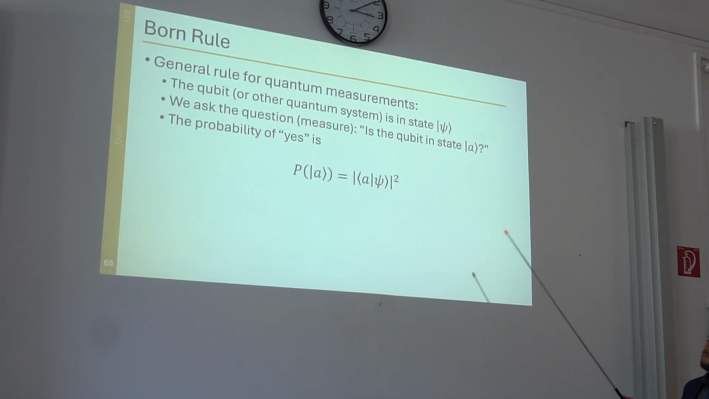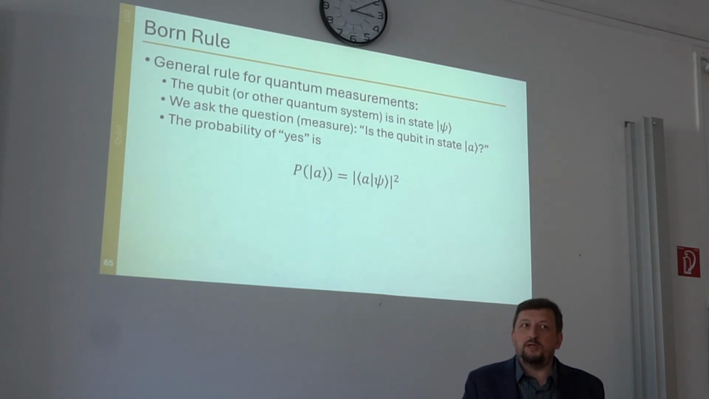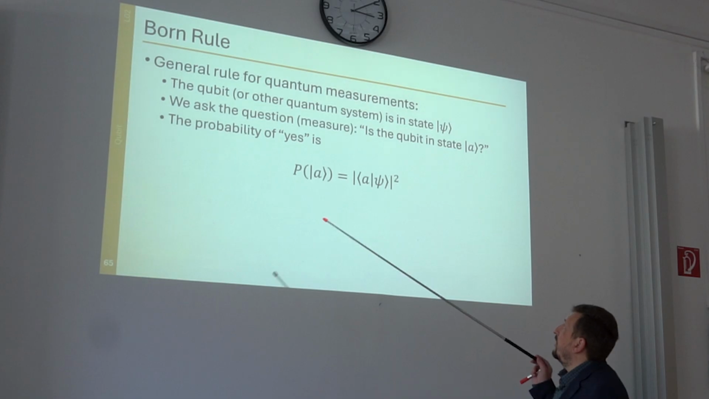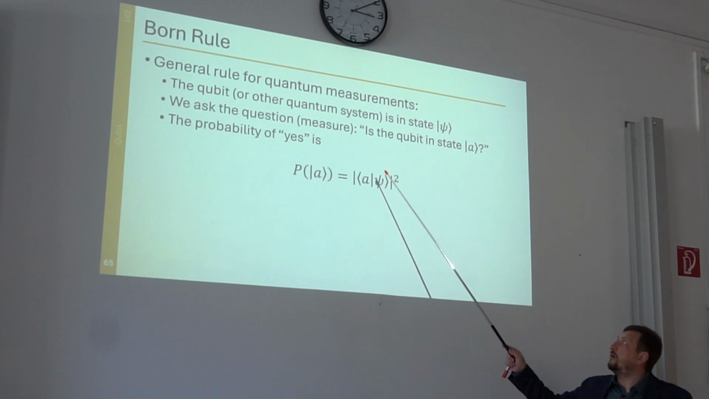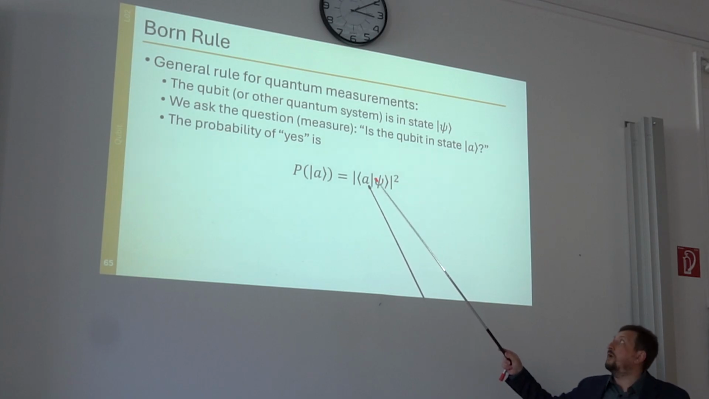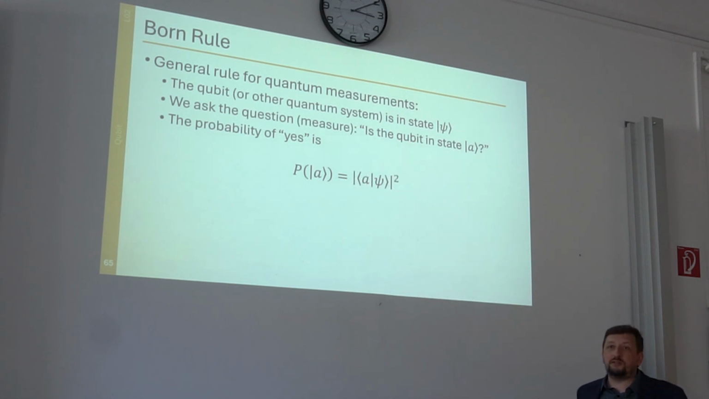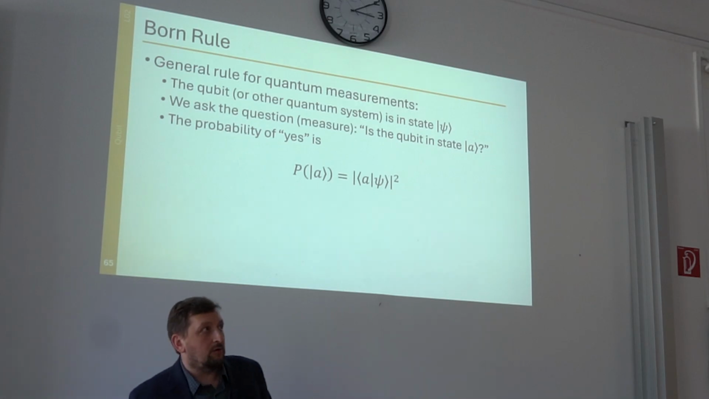Okay, and this represents a general rule. If we measure a quantum system, a qubit or even some more complicated quantum system, doesn't matter, and we ask a question whether the system is in some state A, so this may be 0, 1, the probability that the answer will be yes is just the scalar product of the state in which we have the system and the state in which we want to observe it, absolute value squared. This is the Born rule, the main rule of quantum measurement. Whatever type of measurement you have, you can use this rule and predict the outcome.